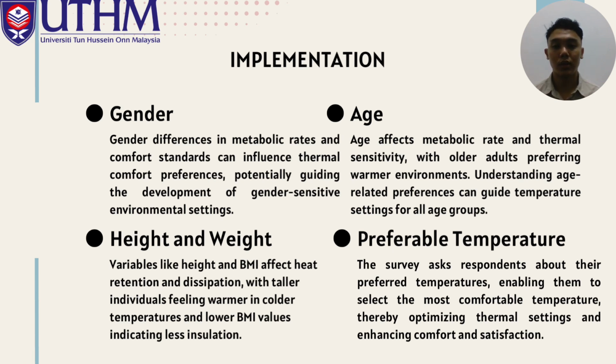Go next to height and weight. Variables like height and BMI affect heat retention and dissipation, with taller individuals feeling warmer in cooler temperatures and lower BMI values indicating less insulation. For the preferred temperature, the survey asked respondents about their preferred temperature using the thermal sensation scale, enabling them to select the most comfortable temperature, thereby optimizing thermal settings and enhancing comfort and satisfaction.